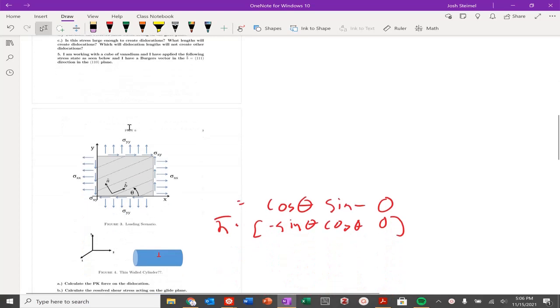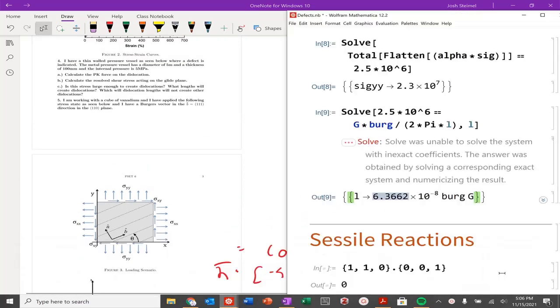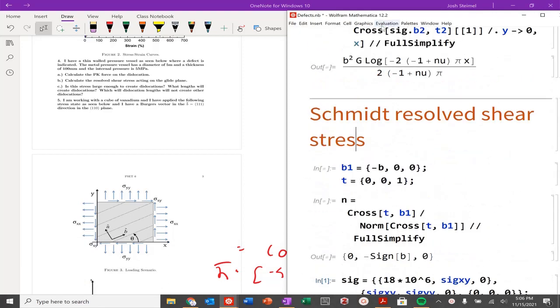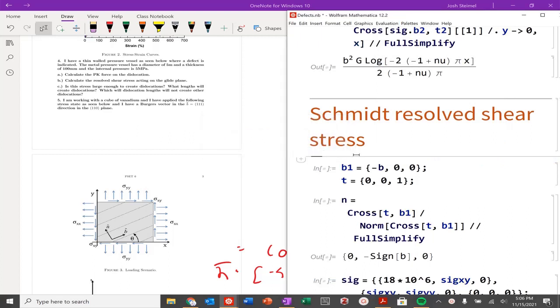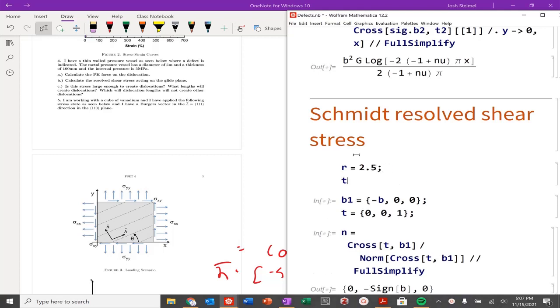So for number 4, we're looking at a thin-walled pressure vessel. If I look at this coordinate system, actually we're not sure if we're thin-walled yet, but I have a sneaking suspicion we probably are. So let's go ahead and set this problem up. Again, I'm going to quit the kernel. Then I'm given a radius which is equal to 2.5 meters. I have a thickness, the T is going to be problematic, but thickness is 100 millimeters.